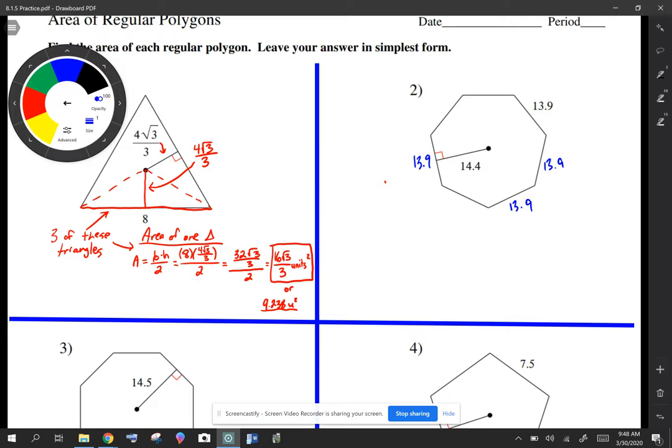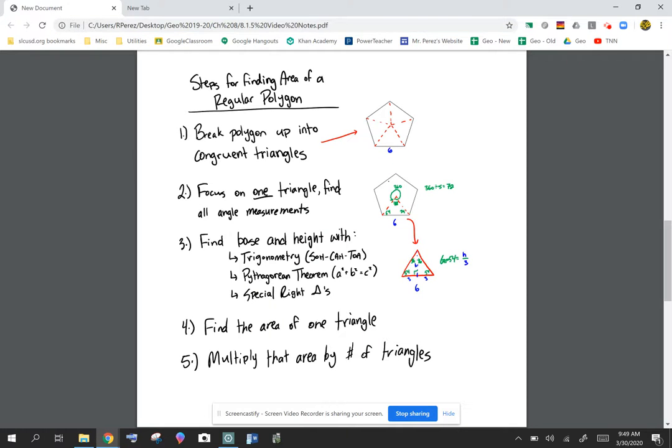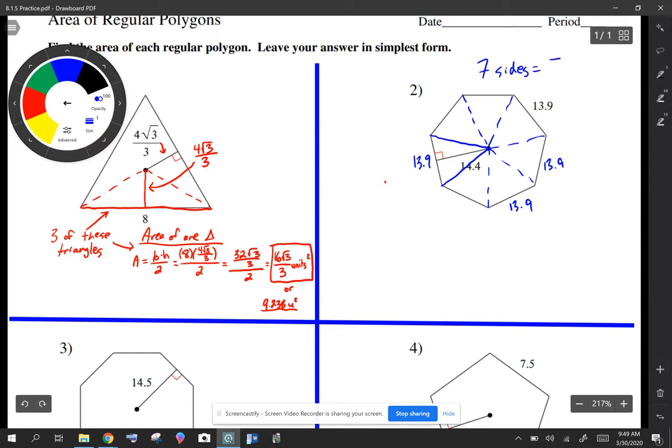So when we're looking at the steps, if you look at the 815 video notes, this was the step for finding the area of a regular polygon. Number 1 is breaking it up into a bunch of congruent triangles. Since it's a regular polygon, we know that if we break this up into triangles that look like this, we'll end up with 1, 2, 3, 4, 5, 6, 7. So this is a septagon or heptagon, 7 sides, which means that there are 7 of these triangles.